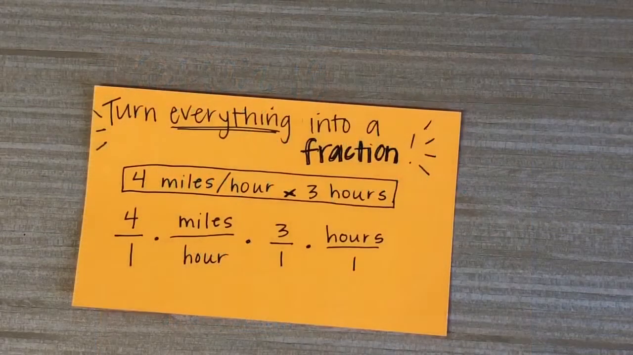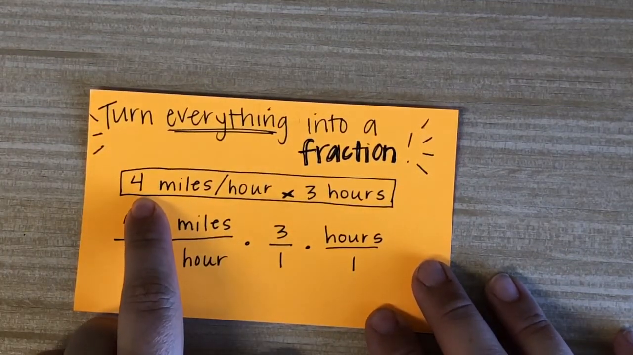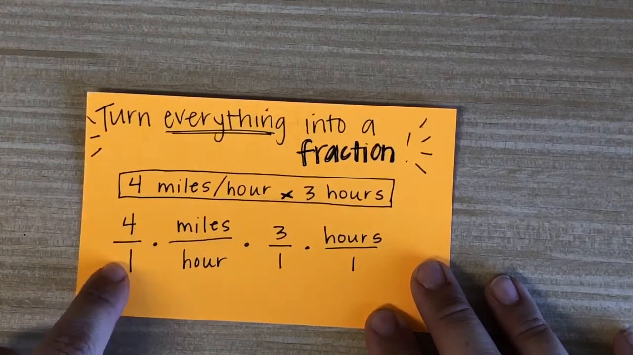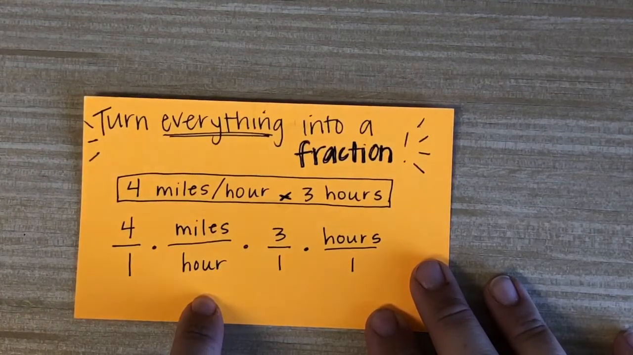Let's get started. Our biggest little takeaway, or cheat I guess, is that today we're going to be turning everything into a fraction, everything. So just so you know what that's going to look like, here's an example where it might appear in previous lessons as 4 miles per hour. Today we're going to make it into 4/1 miles over hour. That's another way of saying miles per hour.